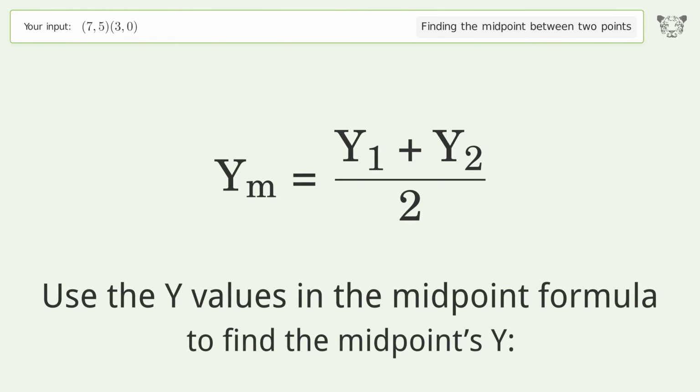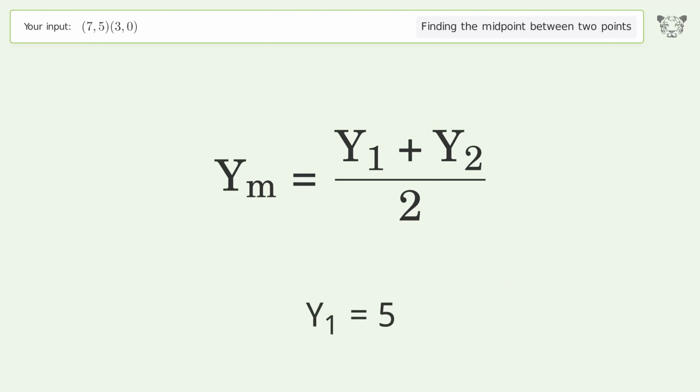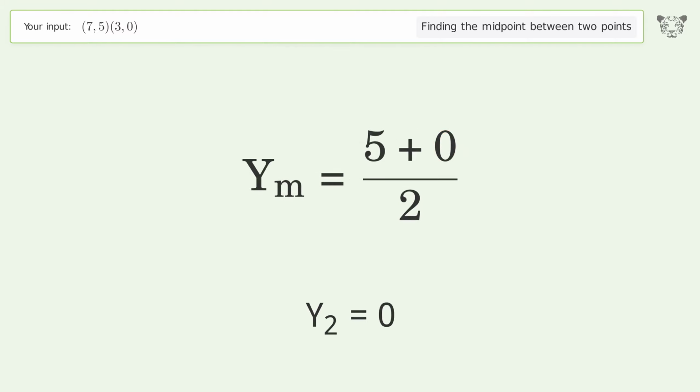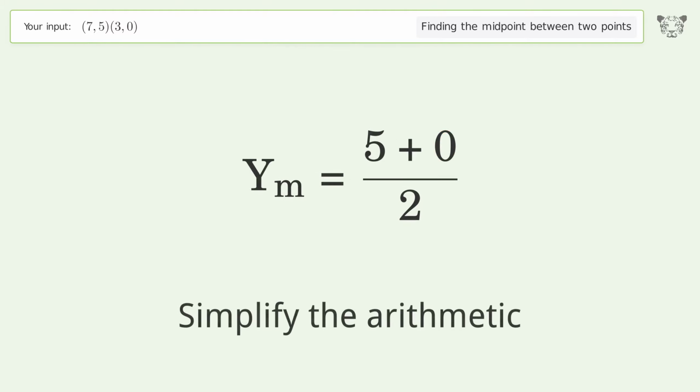Use the y values in the midpoint formula to find the midpoint's y. y1 equals 5. y2 equals 0. Simplify the arithmetic.